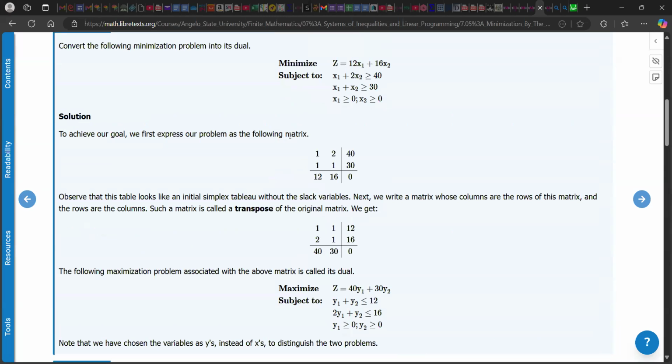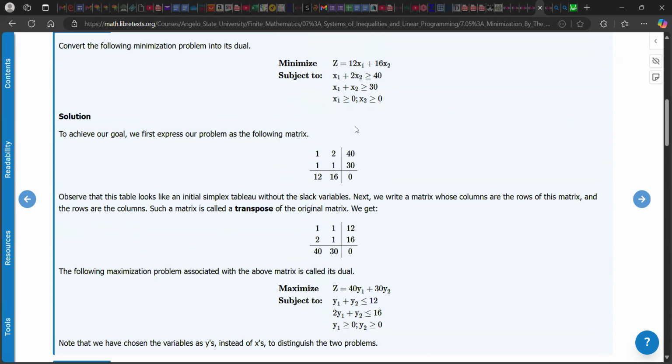I'm not going into an actual applied problem. I'm just saying, okay, you have some conditions here. You have to minimize z equals 12x1 plus 16x2, subject to these constraints here. Notice they don't have a less-than-or-equal sign here. Actually, it's greater than.